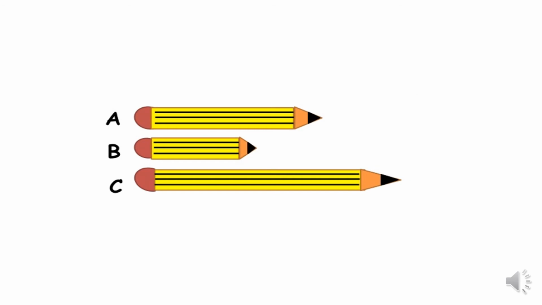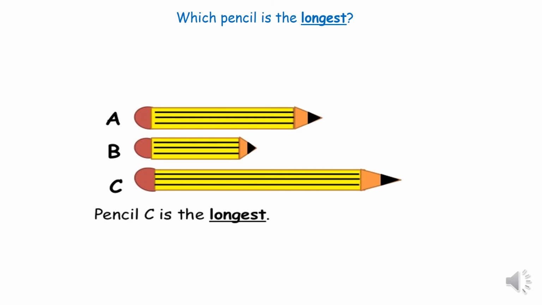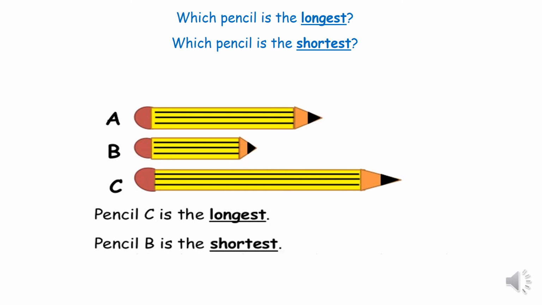Have a look at these three pencils, pencil A, pencil B and pencil C. Which pencil is the longest? That's right, pencil C is the longest. We don't need to actually measure, we can compare by seeing. Which pencil is the shortest? Pencil B is the shortest. Again, we can compare just by looking at them.